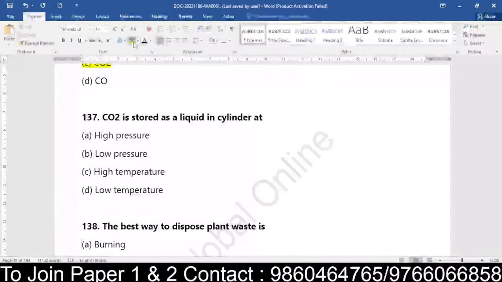CO2 is stored as a liquid in a cylinder at what, from the following options: whether it is high pressure, low pressure, high temperature or low temperature. So yes, the CO2 which is stored as a liquid in a cylinder is basically at a high pressure. It is stored in the form of high pressure.